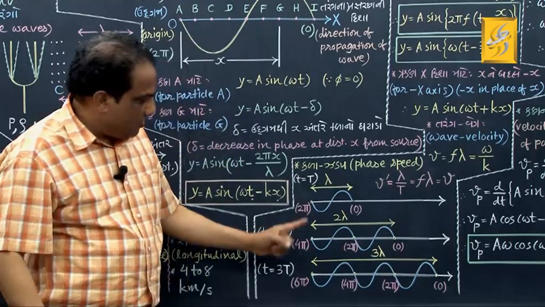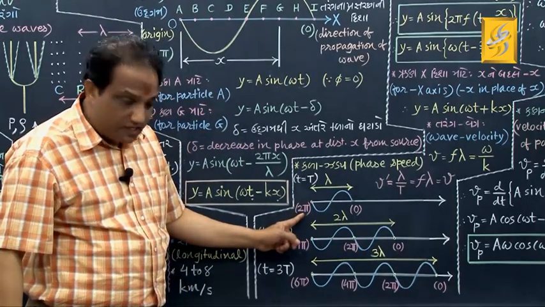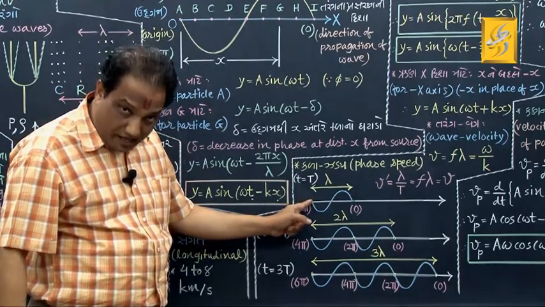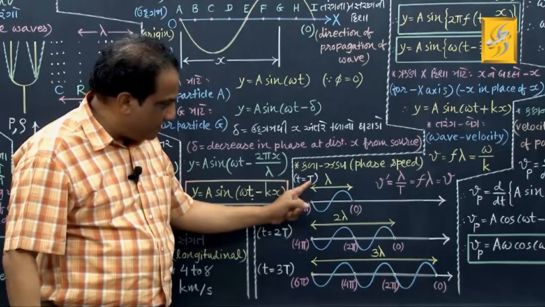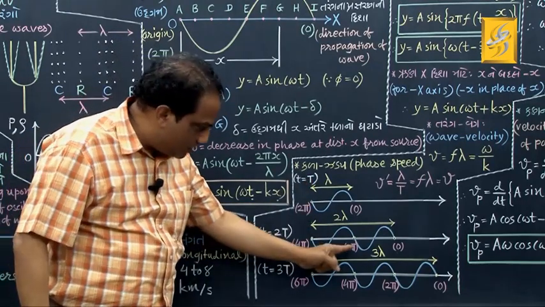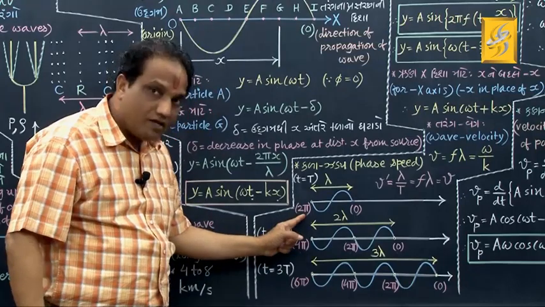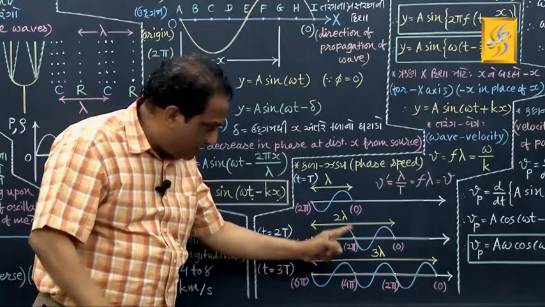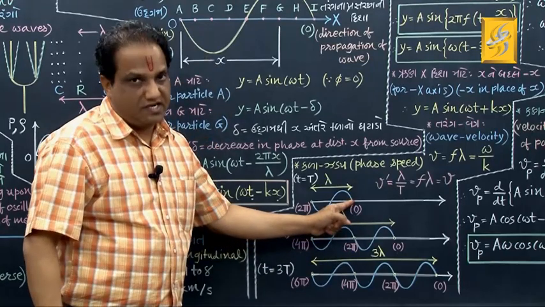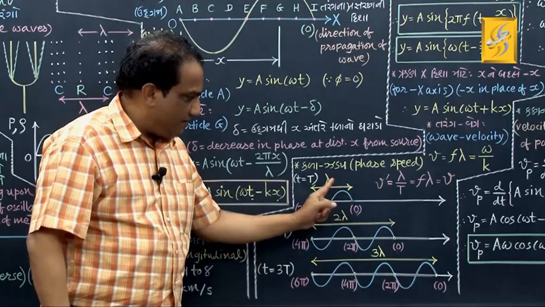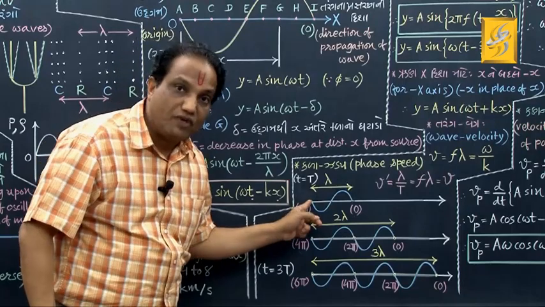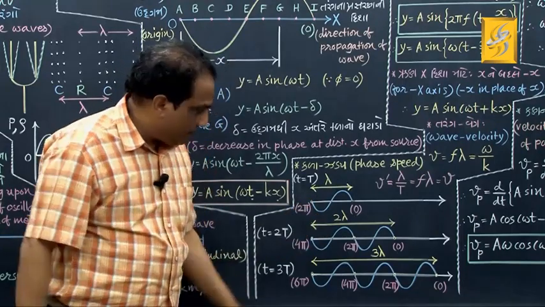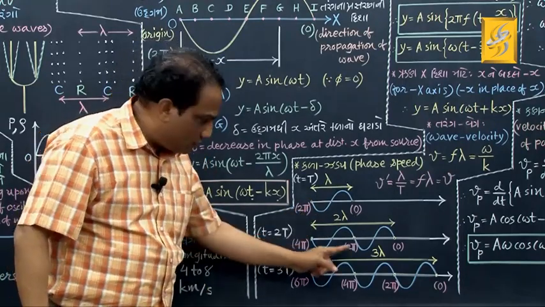Now tell me, what is this 2 pi radian? It is the phase of this particle, correct? At the end of how much time? At the end of capital T time. What is this 2 pi radian? Here also 2 pi, here also 2 pi. But this 2 pi is the phase of this particle, correct? Which is at distance lambda from the source of production of wave, correct?